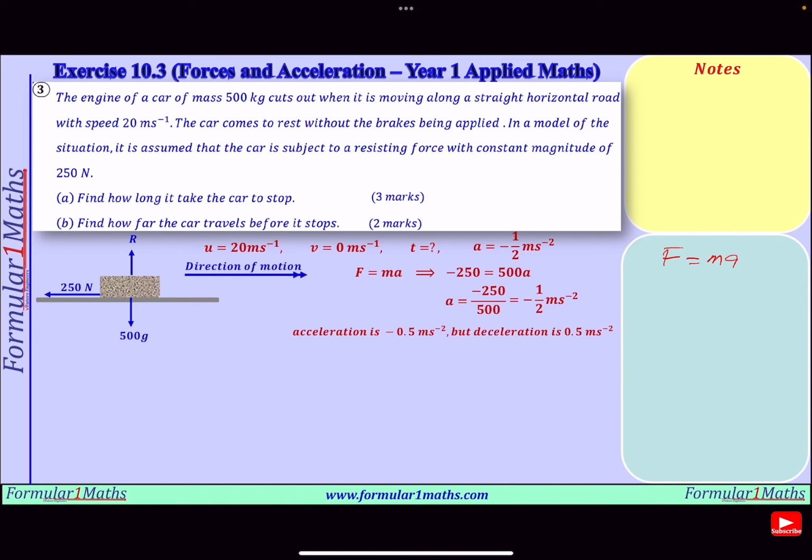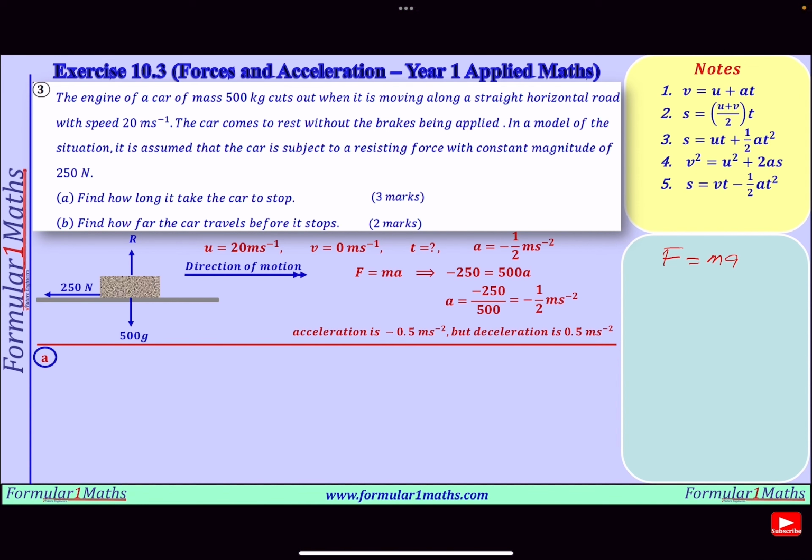Now that we have got the acceleration, we can go and find the time. So the equation that we are going to use is the first one: v equals u plus at. v is 0, u is 20, and a is minus a half. So rearranging, you're going to get half t equals 20. Solving, I'm going to get t equals 40 seconds.